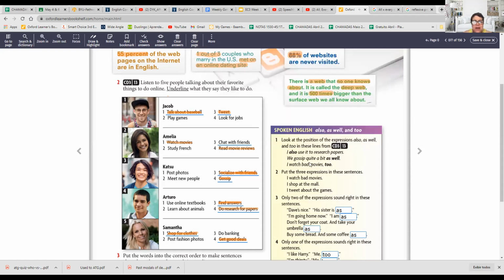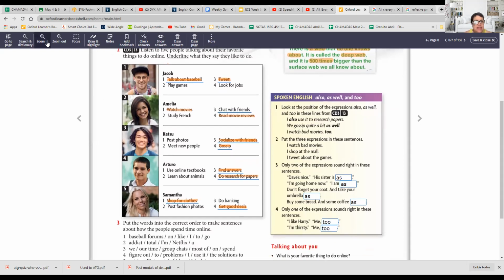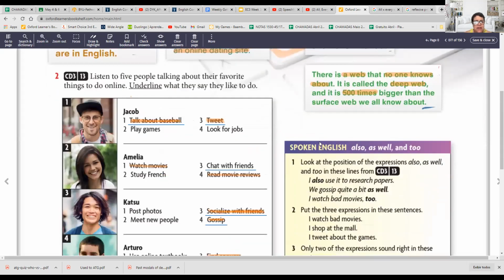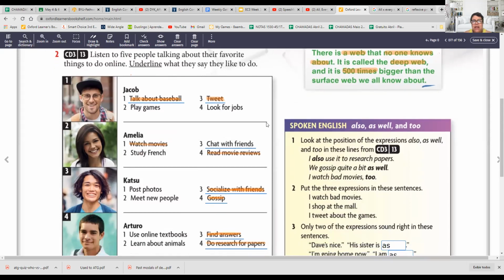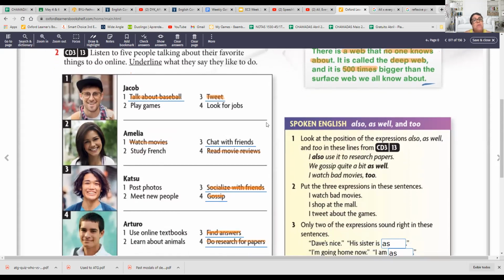Okay, great. So as we could see there, let's zoom in here. We should underline what they say they like to do. So here, Jacob, he likes to talk about baseball. Yes, and also tweet, right? He likes to use Twitter. I don't like it so much, but I'm using it more now than before, to be honest, because I like to see the news, and I guess that on Twitter, you have more updated information.